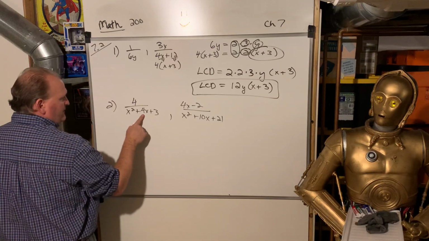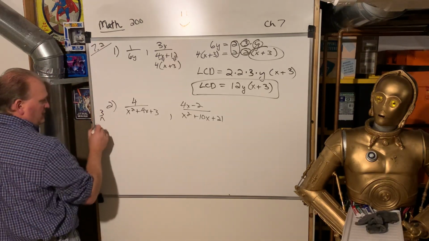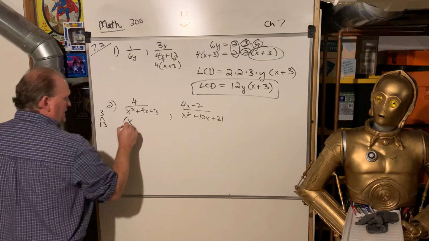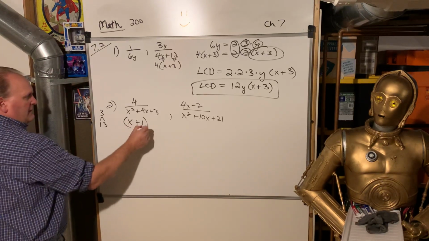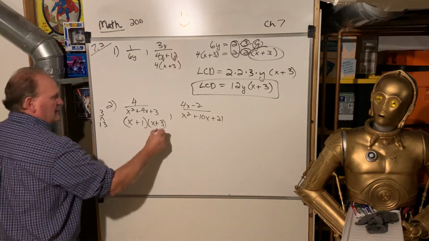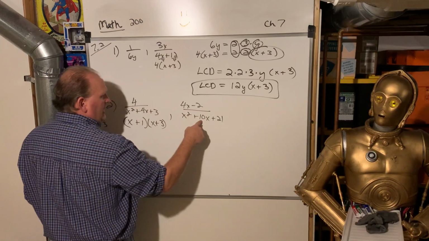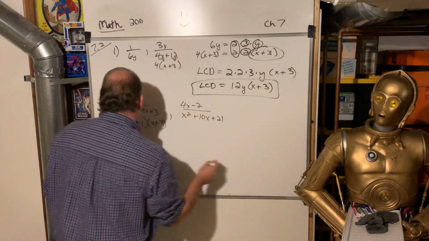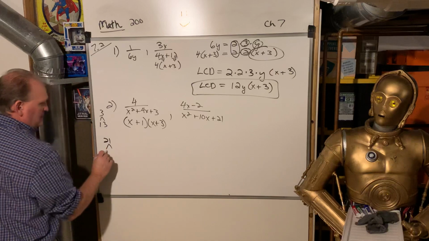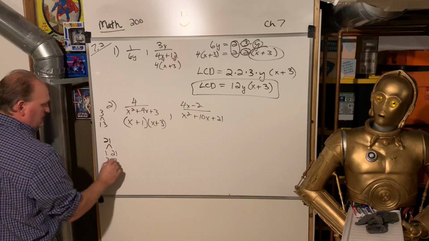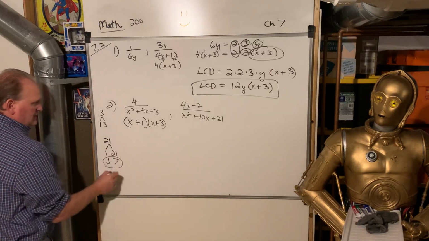So for the first one, multiplies to be 3, adds to be 4. Well, there's only one set of suspects for 3, 1 and 3. So that is x plus 1, x plus 3. For the second, multiplies to be 21, adds up to be 10. So things that multiply to be 21, that is 1 and 21, or 3 and 7. It is 3 and 7.